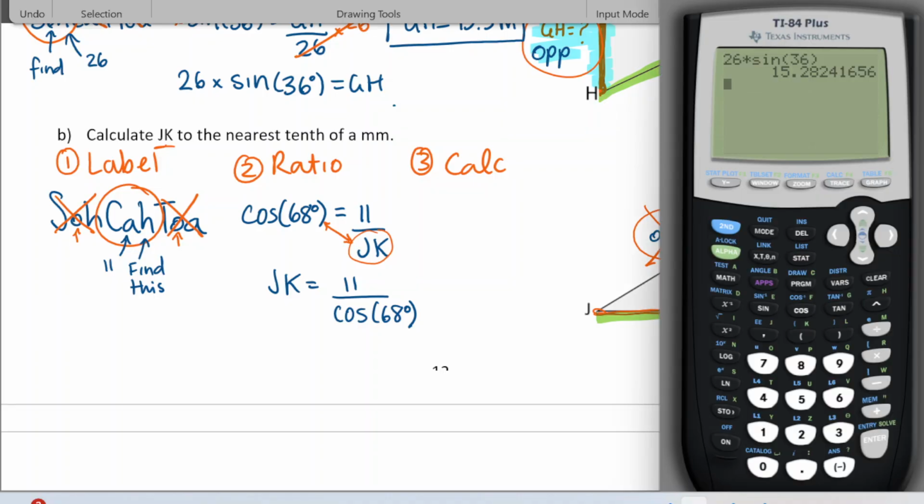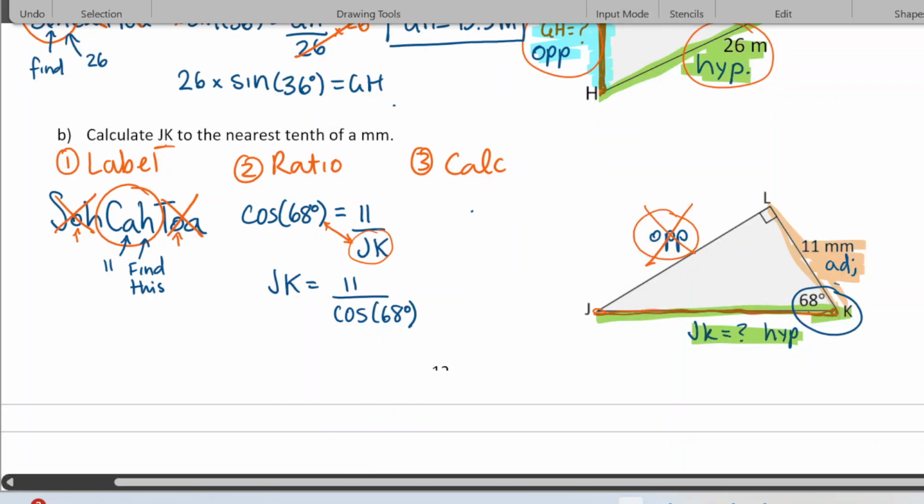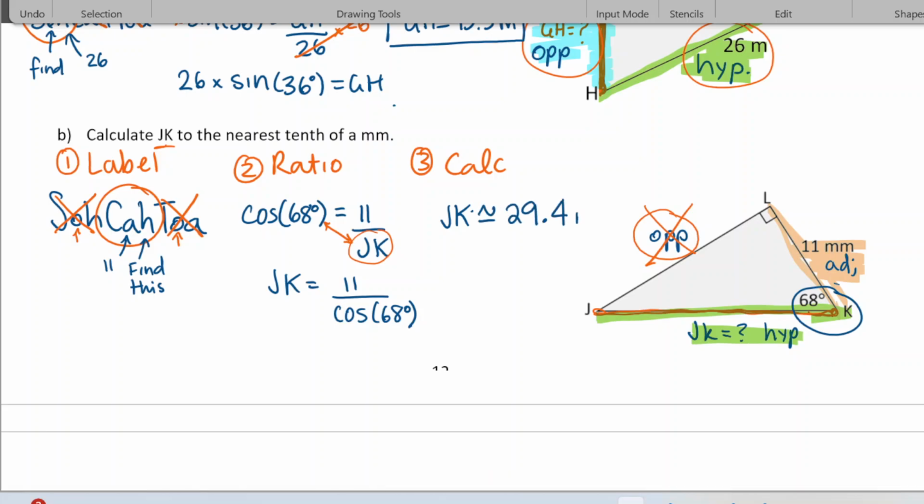So this is where we calculate. Now we're on step 3. So we type it in exactly as we see it. 11 divided by cosine of 68. 29.36. So it says round to the nearest tenth. So that 6 makes it bump up to 29.4. So JK is approximately 29.4, and we're measuring in millimeters.